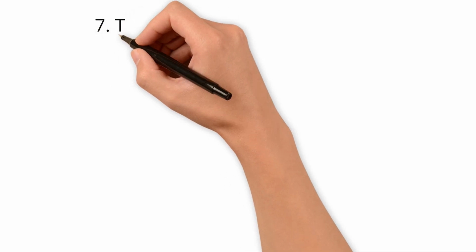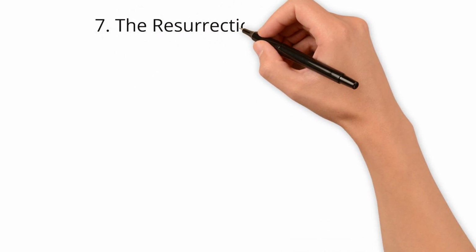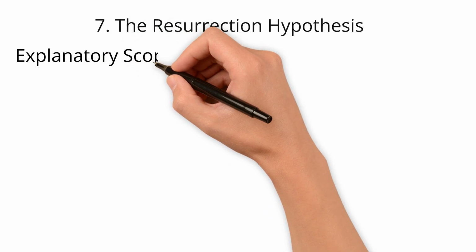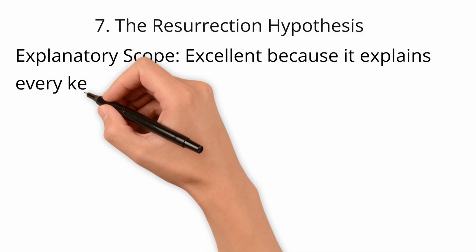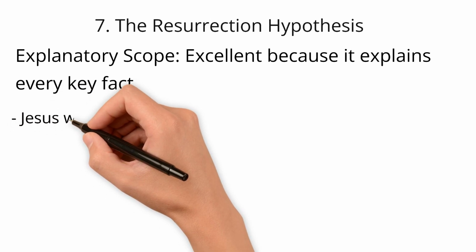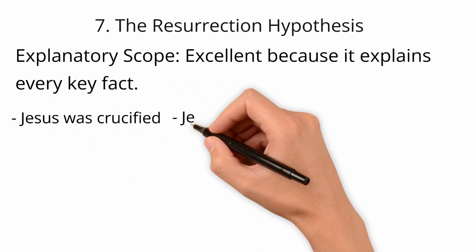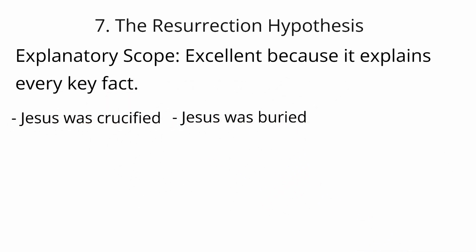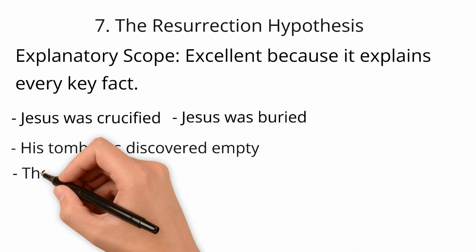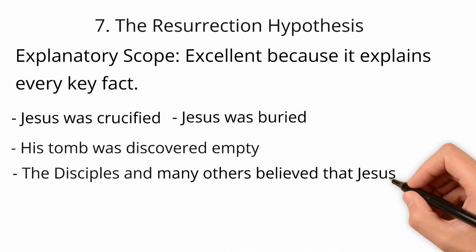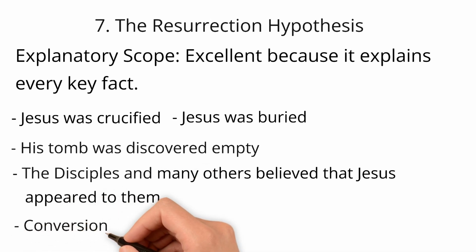Number 7, the resurrection hypothesis. The resurrection hypothesis is that Jesus really did rise from the dead. It has far greater explanatory scope than any competitors because it explains all of the data. Jesus was crucified. Jesus was buried. Jesus' tomb was discovered empty. The disciples and others believed Jesus appeared to them. Conversion of Saul, conversion of James.